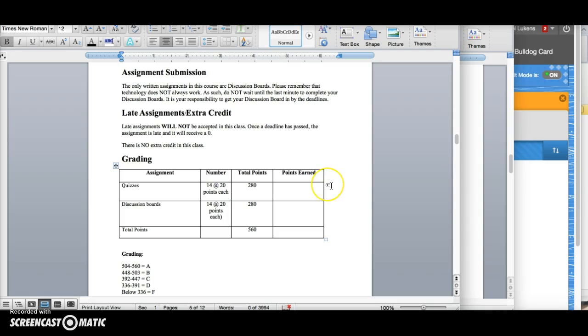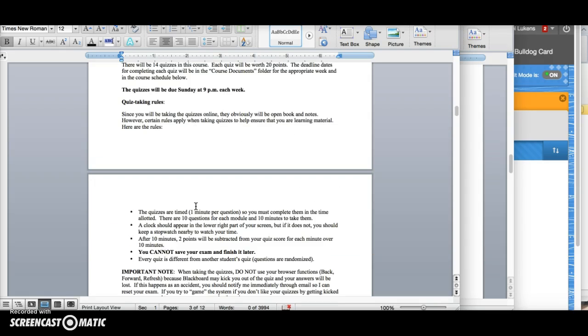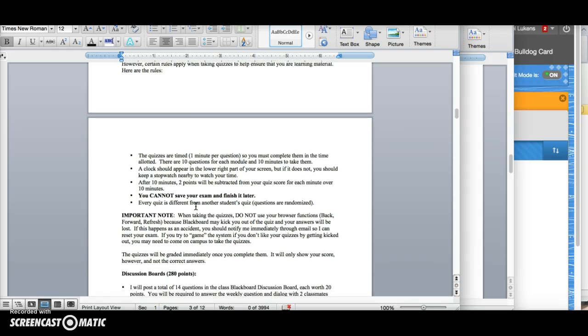As you see, there will be 14 quizzes and 14 discussion boards. Each quiz is worth 20 points, each discussion board worth 20 points. No exams in this course. The quizzes are going to be due Sunday at 9 p.m. each week. Here are the rules for quiz taking. Read those carefully as well.